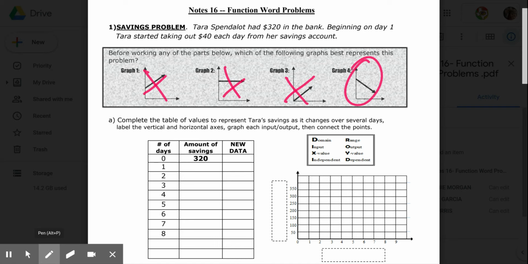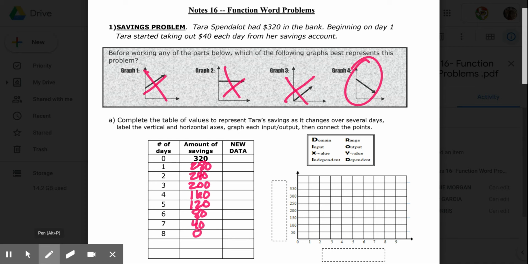So on day one, that'll be 320 minus 40 is 280. 280 minus 40 is 240. 200, 160, 120, 80, 40, and on day 8, she had 0 left.